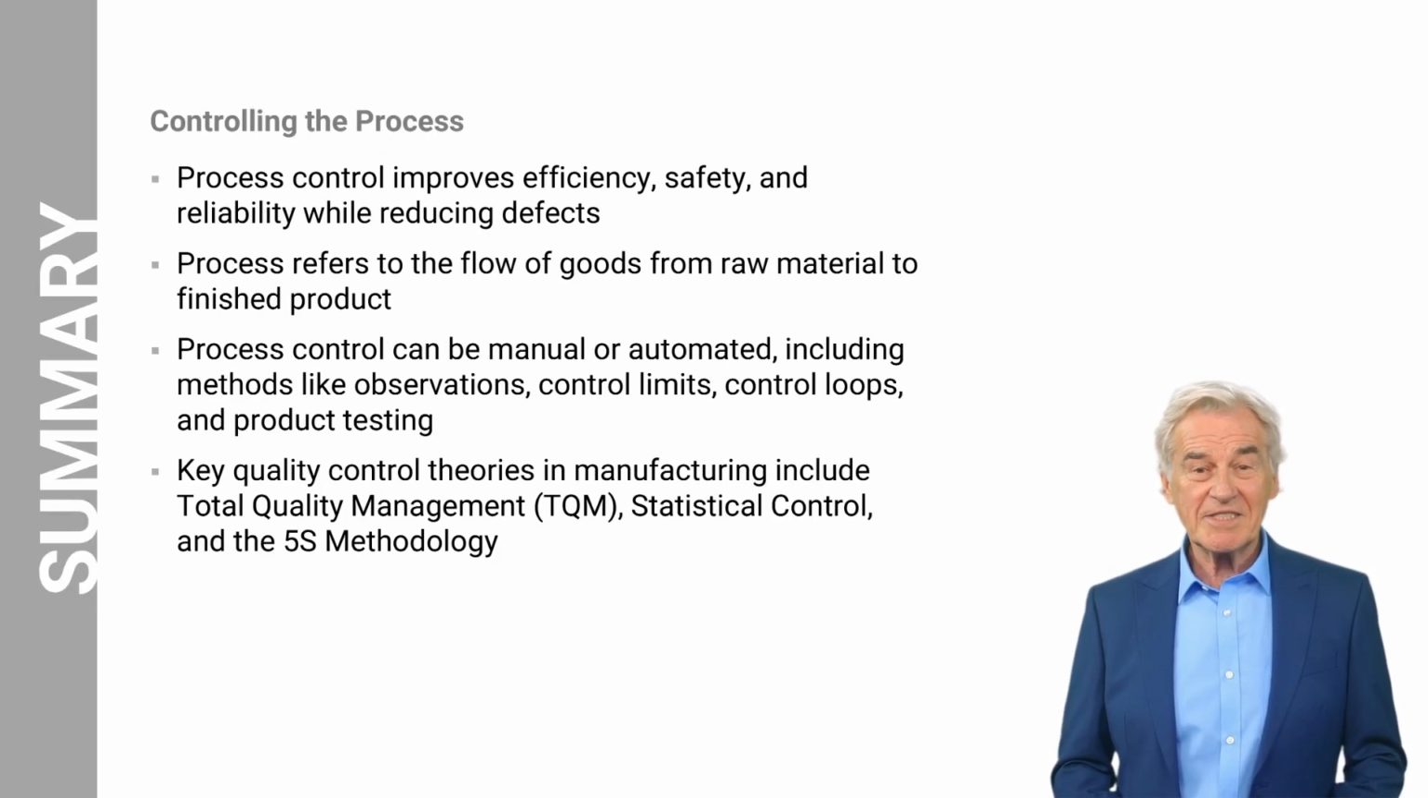In summary, process control improves efficiency, safety, and reliability while reducing defects. It refers to the flow of goods from raw material to finished product, ensuring that each step of production meets quality standards. Process control can be either manual or automated, using methods such as observations, control limits, control loops, and product testing to monitor and improve processes. Key quality control theories in manufacturing, such as total quality management, statistical control, and the 5S methodology, provide structured approaches to maintaining high-quality standards throughout production.